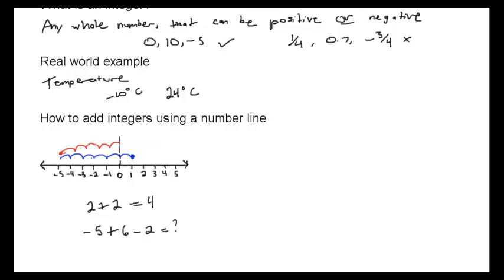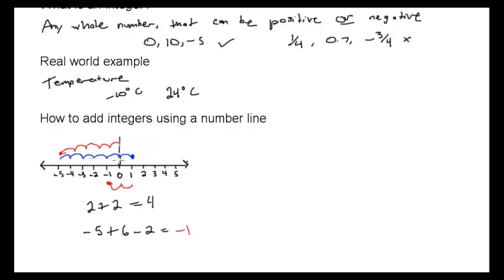And then the last step is -2 here. So now we start off at our positive 1 and we go to the left 2. So -2, we go 1, 2, and we end up at -1. So therefore, our answer for this is -1.